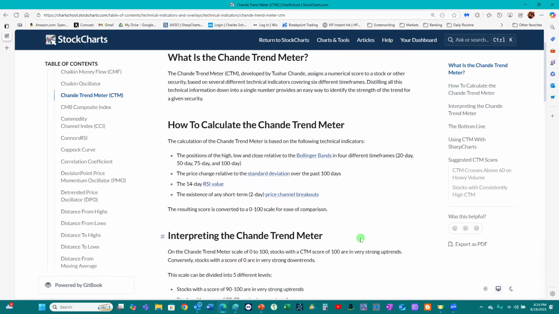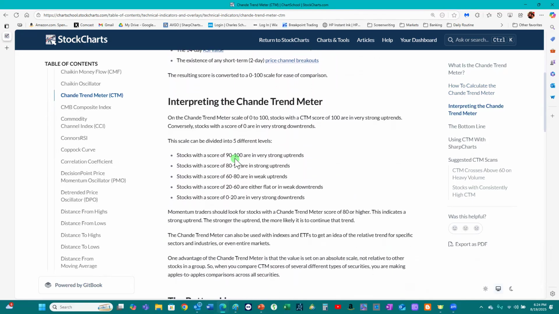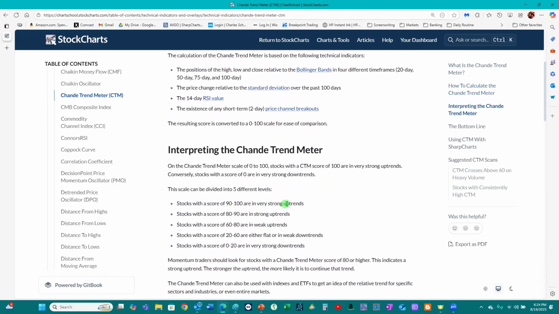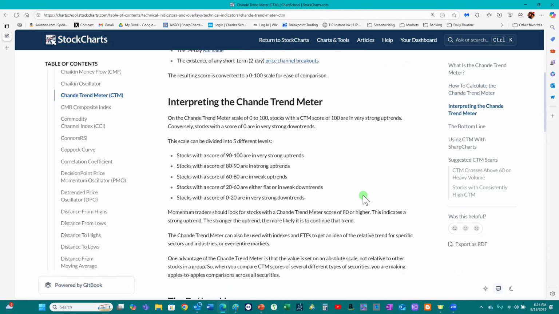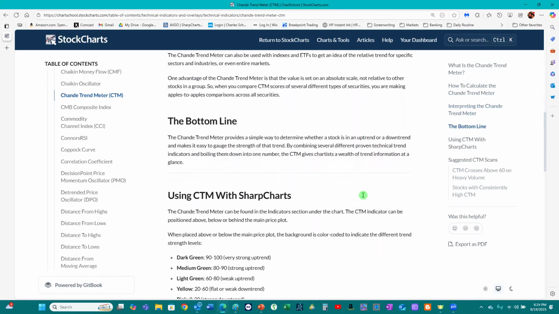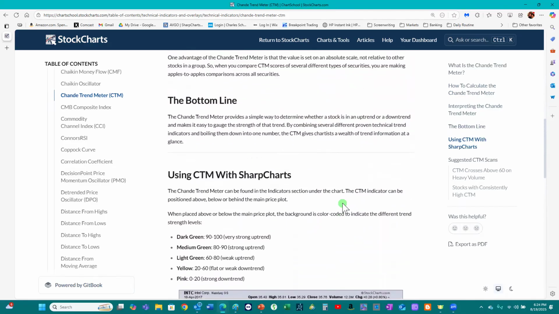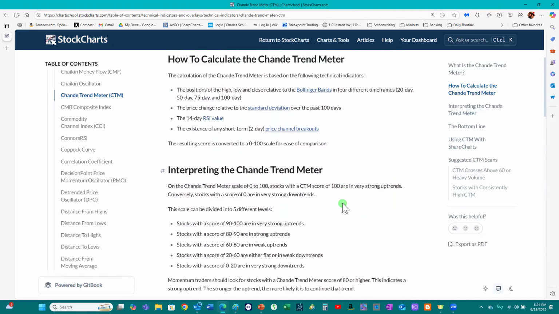So what does that then look like? The scale, if it gets a score of 90 to 100, remember all of these different indicators: a score of 90 to 100 is a very strong uptrend. 80 to 90, strong uptrend. 60 to 80, weak uptrend. 20 to 60 is either flat or in a weak downtrend, and then below 20 is a very strong downtrend.